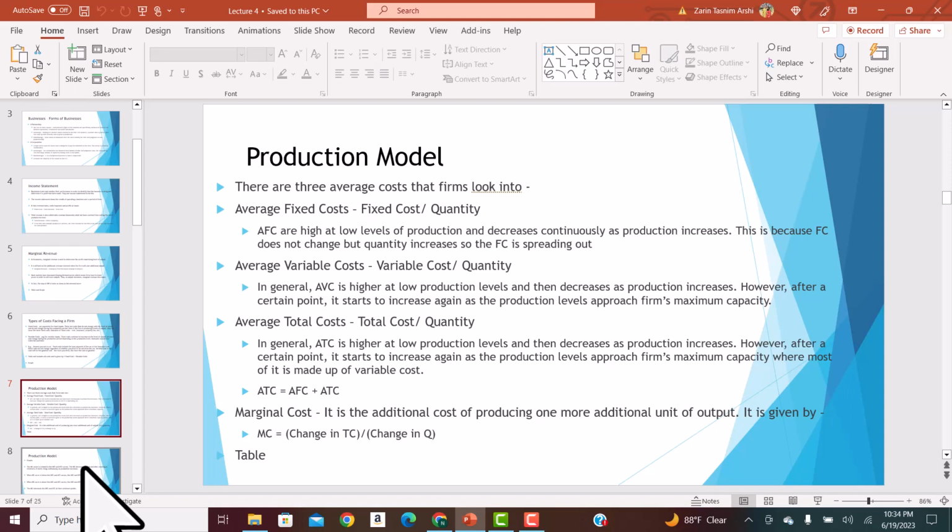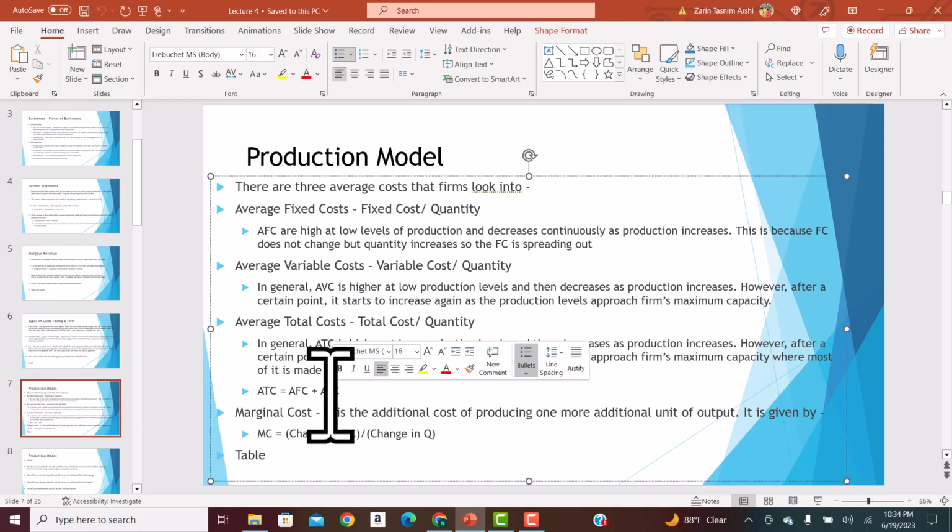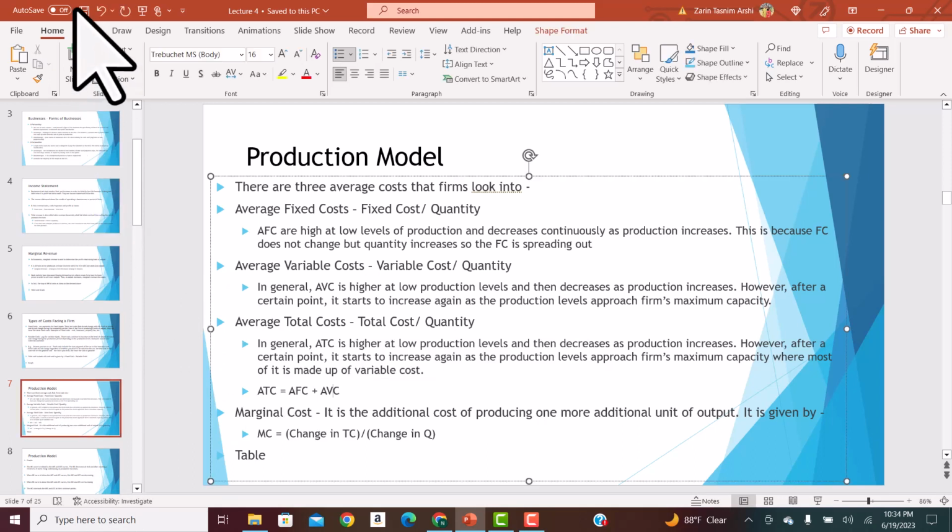It is also given by, there's another formula if you see, average total cost can also be calculated by adding average fixed cost plus average variable cost. Here it says average total cost, but it should be average fixed cost plus average variable cost. So that's how you can also calculate average total cost.